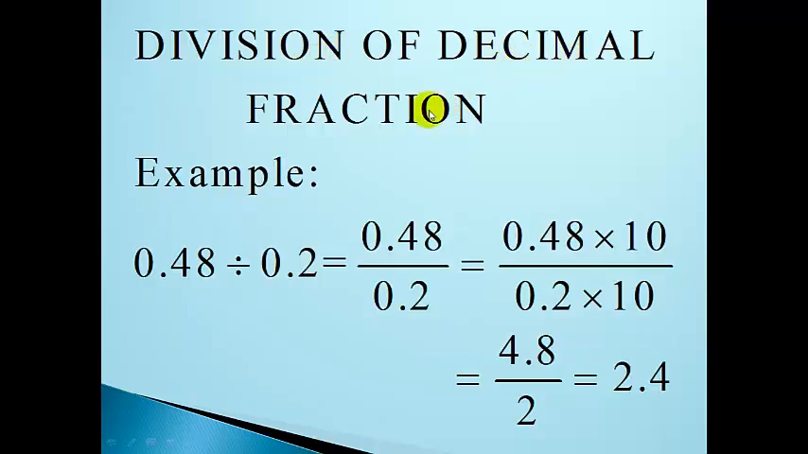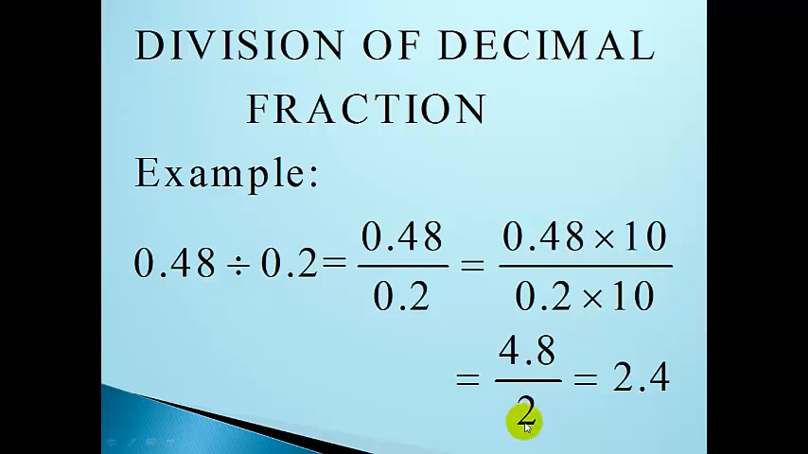Now division of decimal fractions. Example: 0.48 divided by 0.2. It is easy when you are dividing a decimal fraction by a whole number. So let us do something. We are going to multiply the numerator by 10, and we also multiply the denominator by 10. Multiplying the numerator 0.48 by 10, we have 0.48 times 10, divided by 0.2 times 10. Now 0.48 times 10 is equal to 4.8, and 0.2 times 10 is equal to 2.